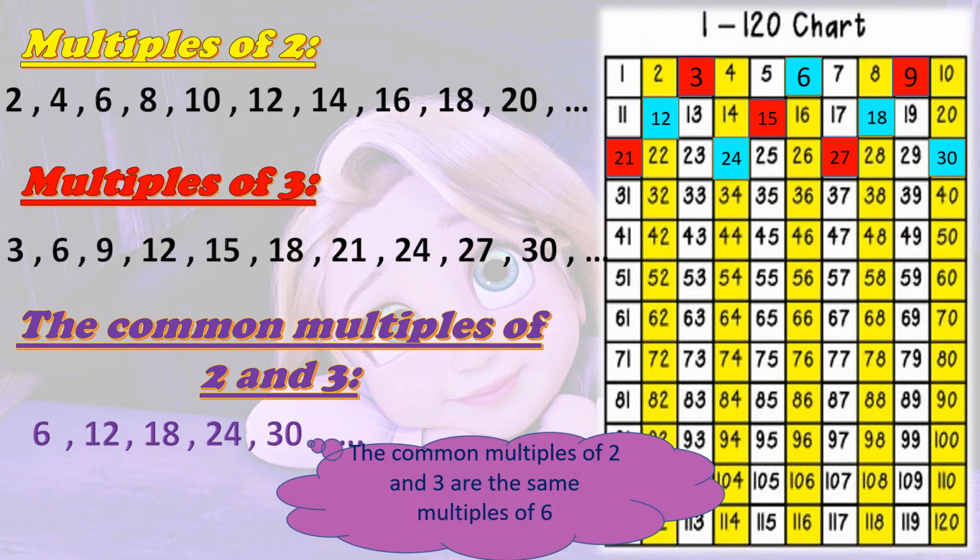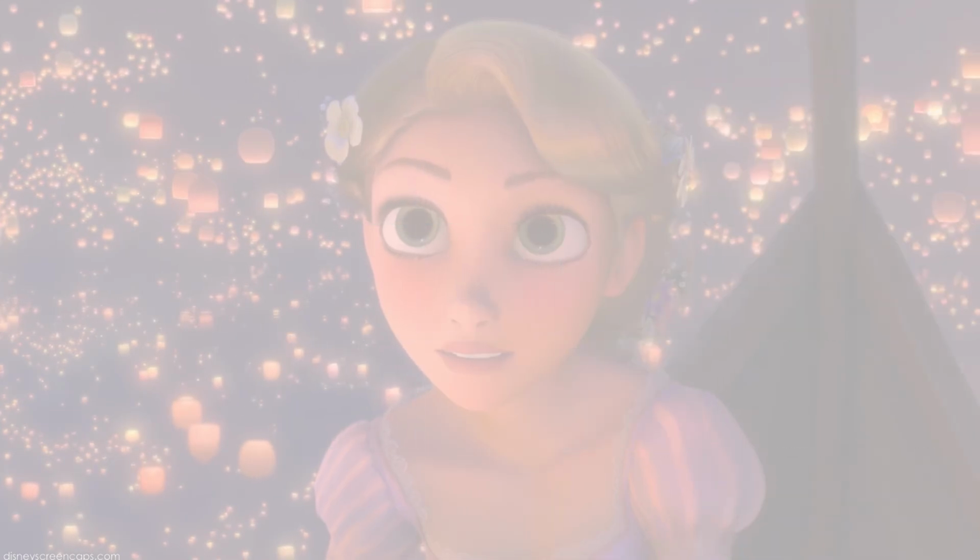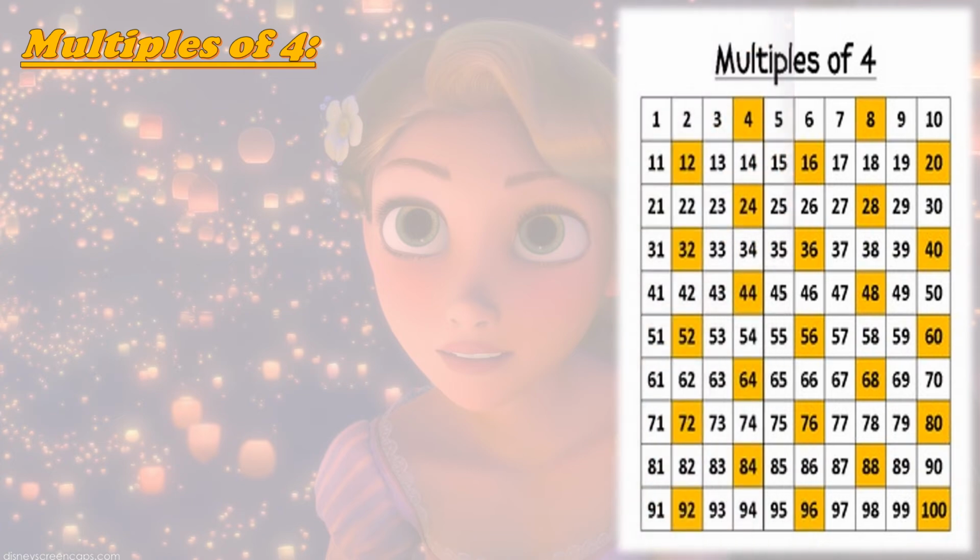Okay, let's go now to multiples of 4. We will also use 120 chart to know the multiples of 4. I will start from 4 and color it. Skip counting by 4. Okay. After that I have 8. Color 8. Skip counting after 8.